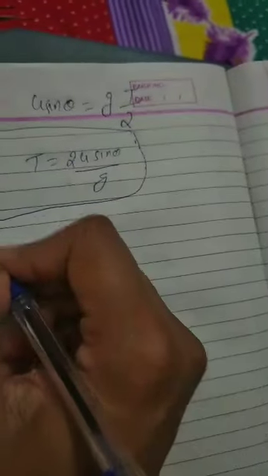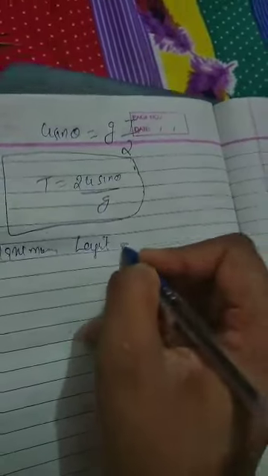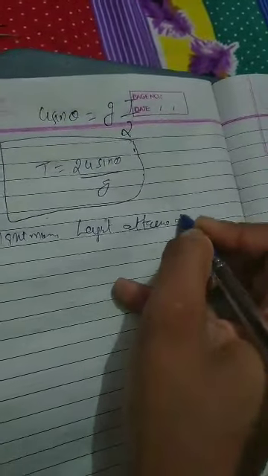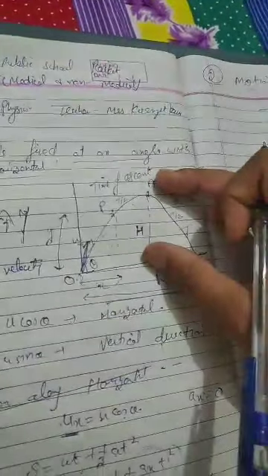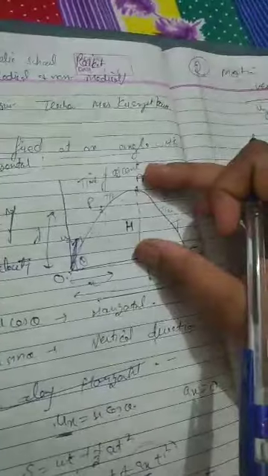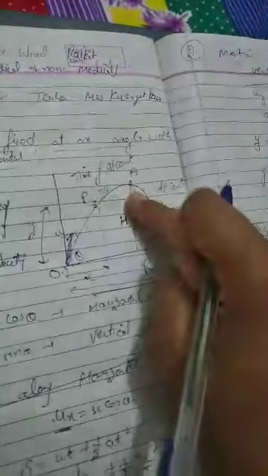And next, maximum height attained. Maximum height attained means this one, this H, we have to find the expression for this H. It is the greatest height to which the projectile rises above the point of projection, that is denoted by capital H. भी कितना point of projection से ऊपर उठ रहा है projectile, that is known as maximum height. We will find its expression.